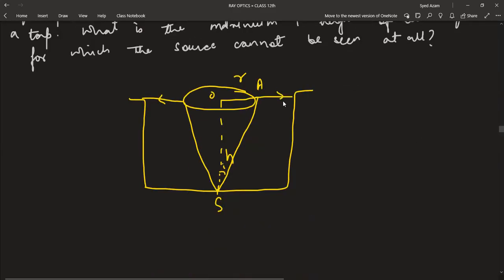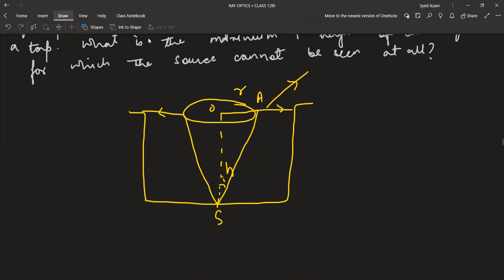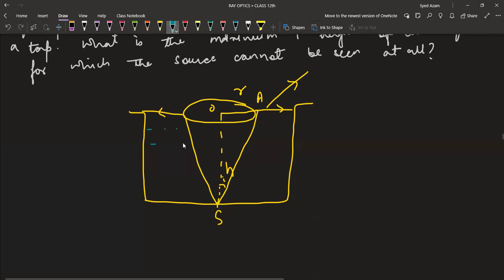See class, if the light ray is getting refracted somewhat like this, refraction will occur. This is the vessel having the fluid, and the disk is floating on it. This entire part is the fluid. Now, if the light ray goes like this, the viewer will be able to see it.